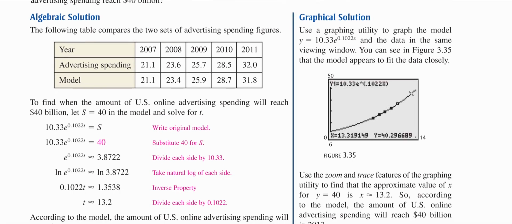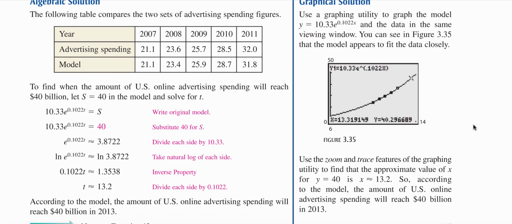The graphical solution will take the model and then graph the model and then use the zoom or trace feature to figure out when y is equal to 40. Using that feature, we get that y is equal to approximately 40 billion around 13.3. So this is another way of coming about to the same solution.